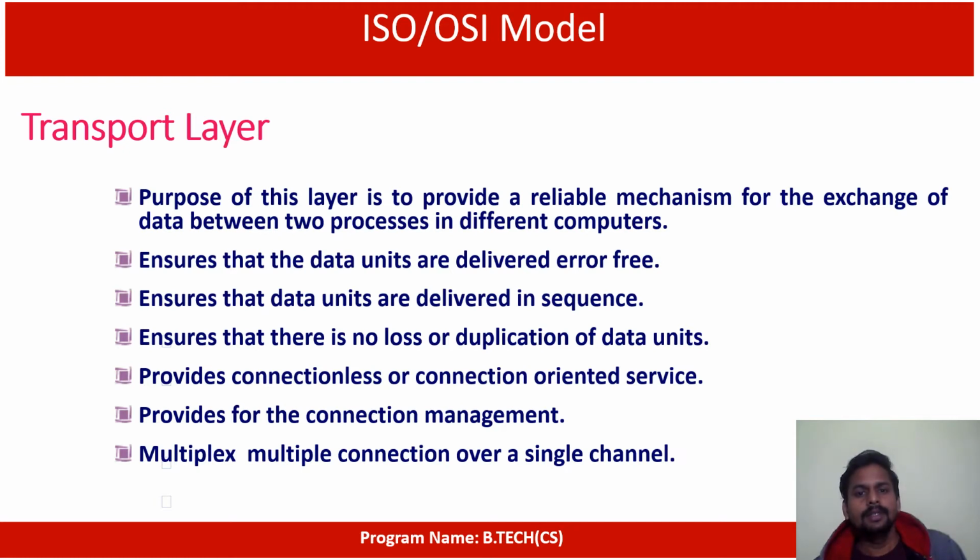In point 2, they mention that it ensures the data units are delivered error free. That means here we check using error correction and error detection methods. During transmission in the network layer, hackers can intrude and modify the data. If they modify it, how can we understand whether the data is received as it is from the source or whether any modification happened? That is corrected in this layer. That's what they are telling: it is delivered error free.